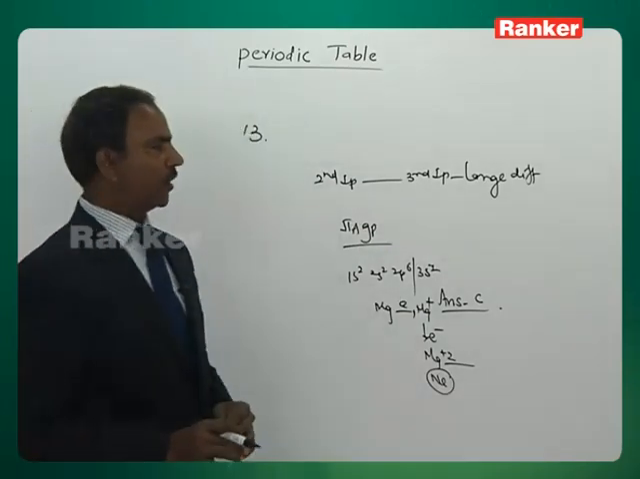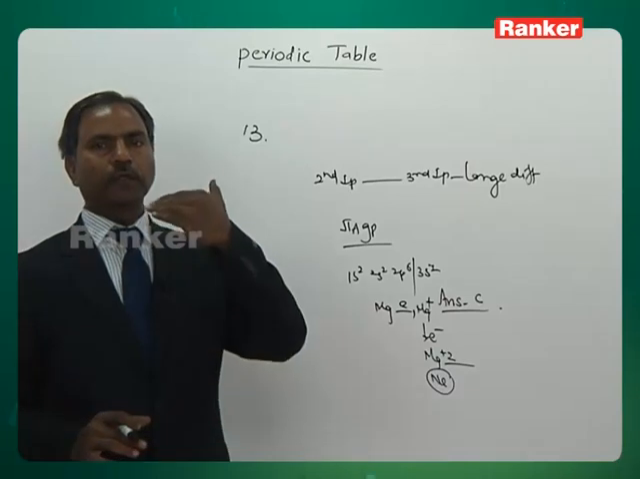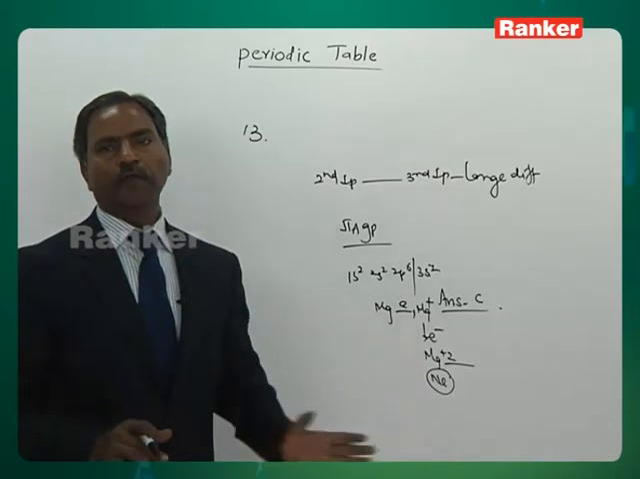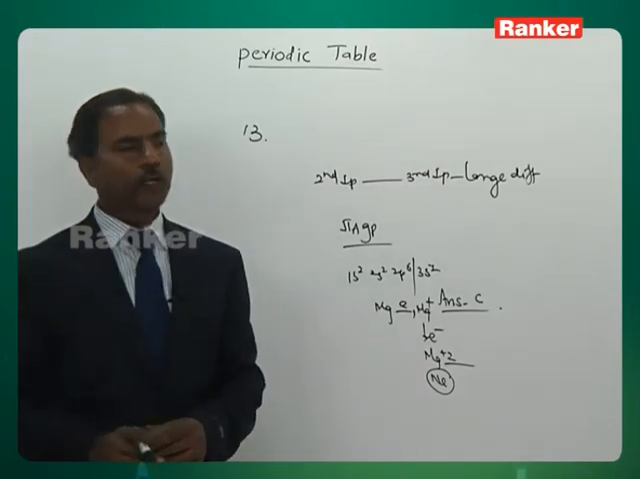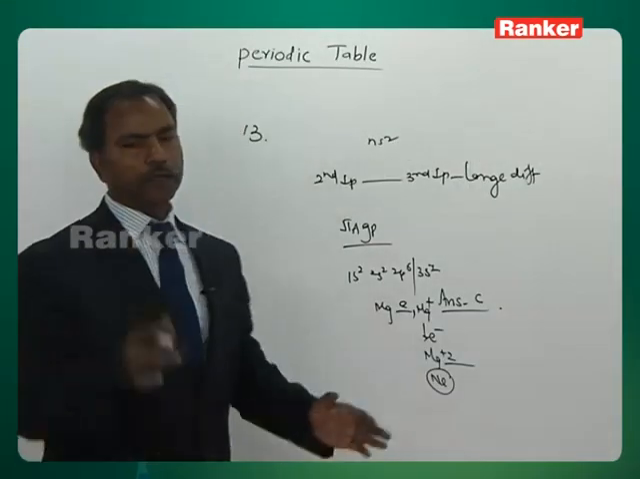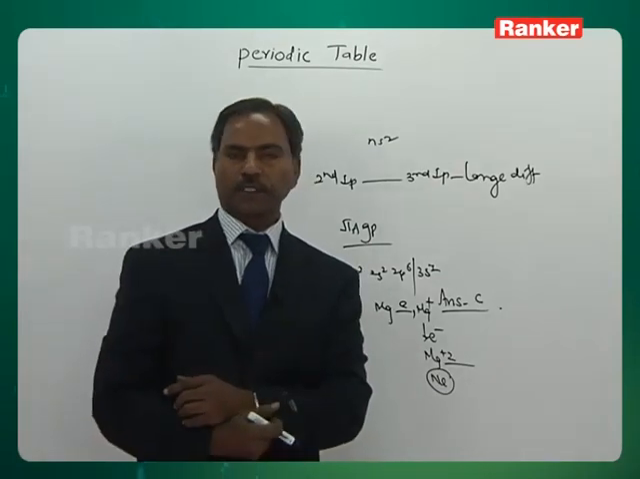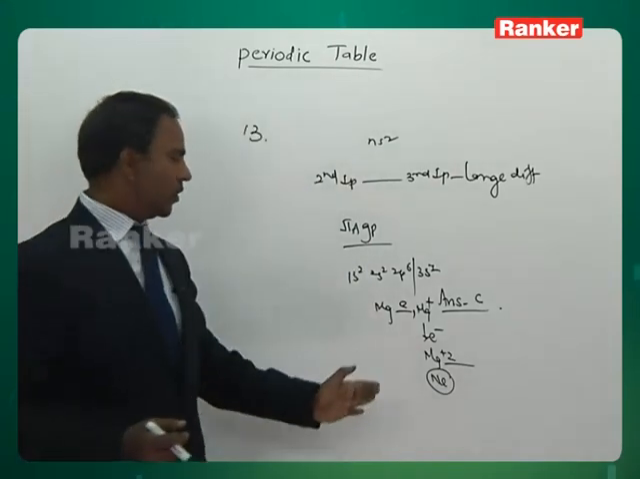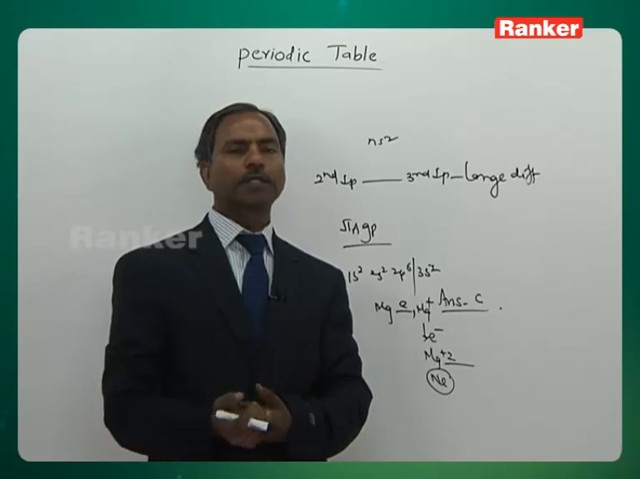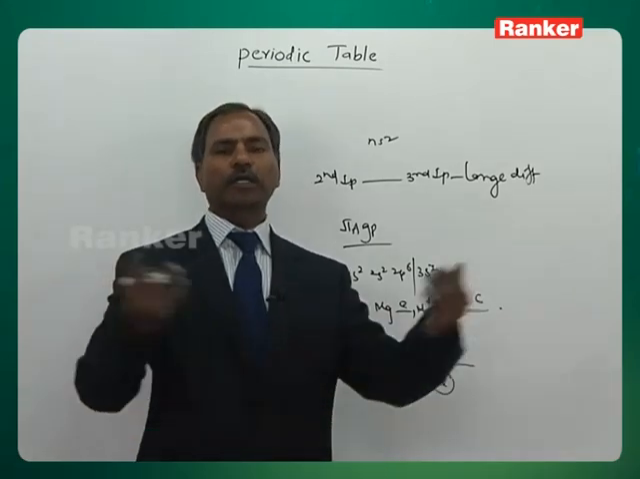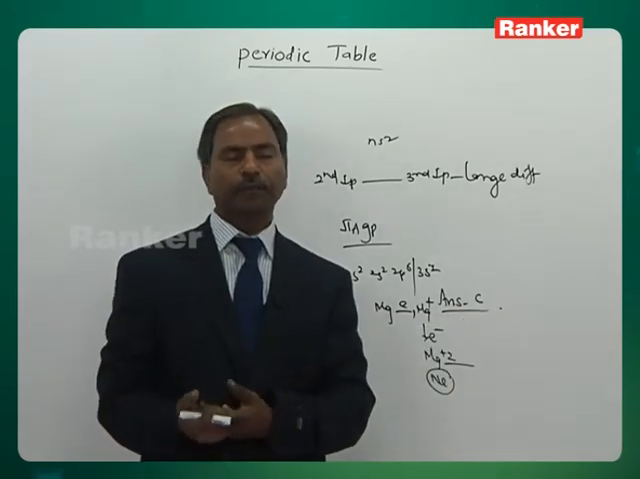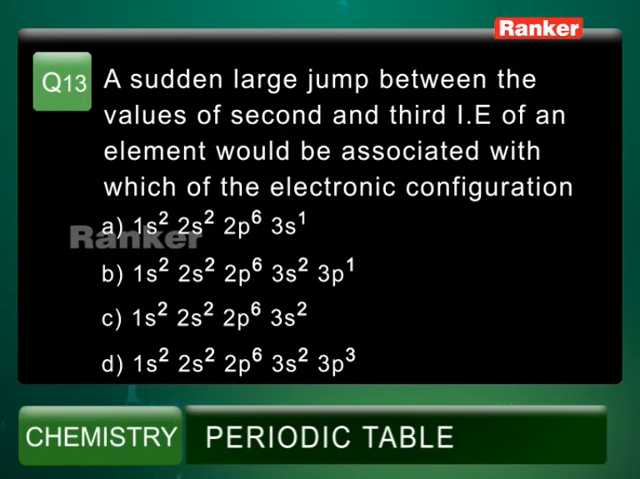Therefore, wherever there is a large difference from the second IP to the third IP, as given in the statement, it should belong to a second A group element. The electronic configuration should be ns2. Therefore, according to the given options, the 13th question answer is C. Why is the large difference there? Once you remove 2 electrons from magnesium, it becomes the stable neon electronic configuration with an octet. Removal of an electron from an octet configuration is difficult. Therefore, question number 13, answer is C.